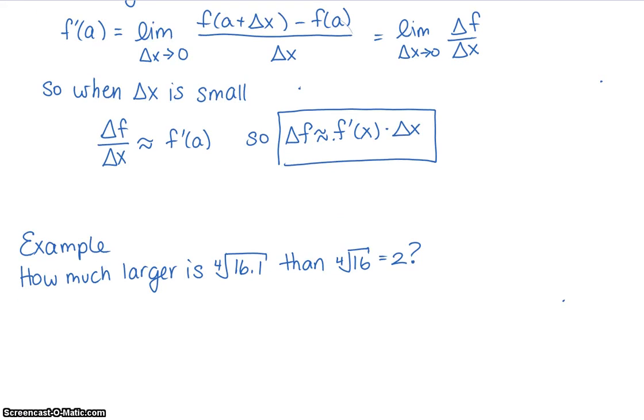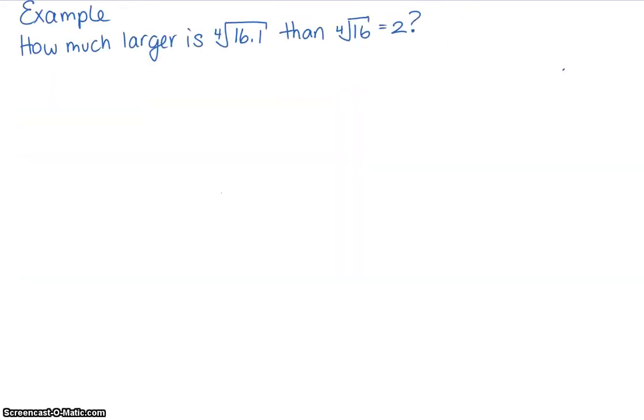So let's take a look at this example. How much larger is, say, the fourth root of 16.1 over the fourth root of 16, which we know to be 2? So ultimately we're looking at what is the difference between the fourth root of 16.1 minus the fourth root of 16, which we happen to know is 2.